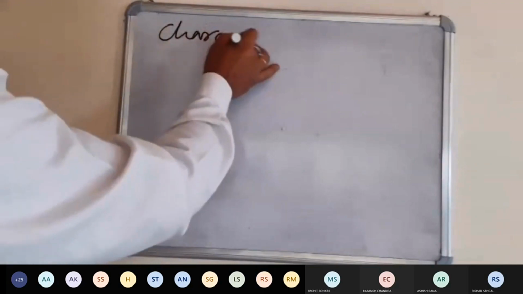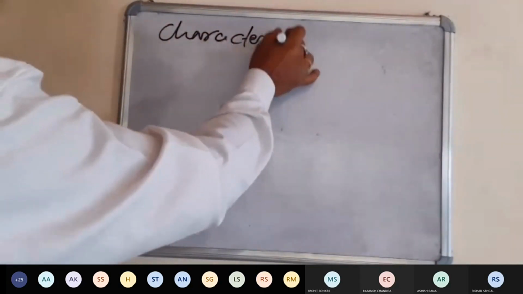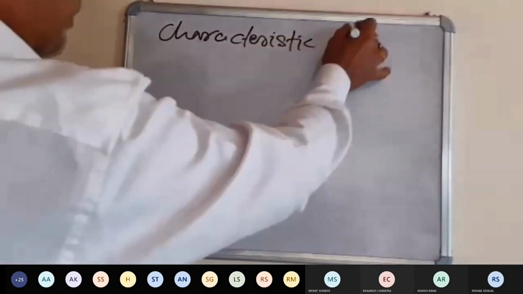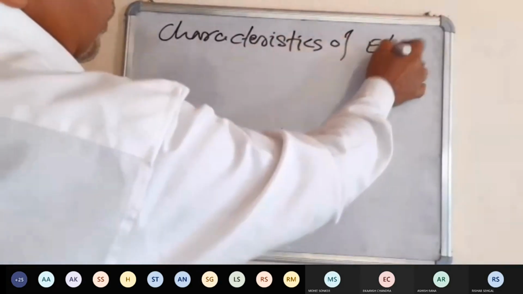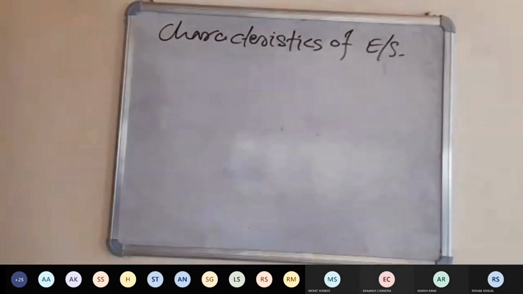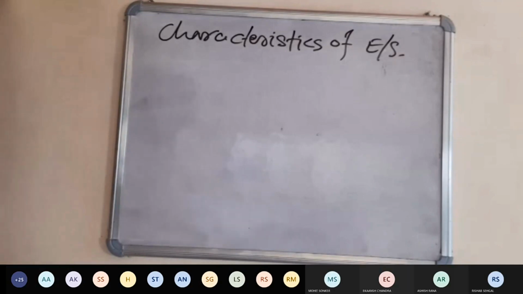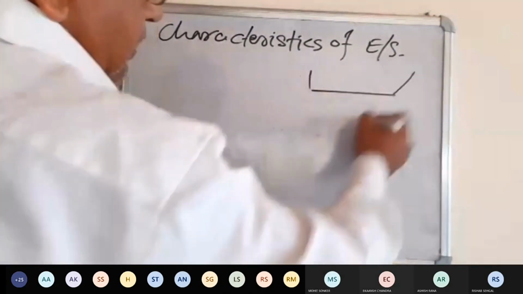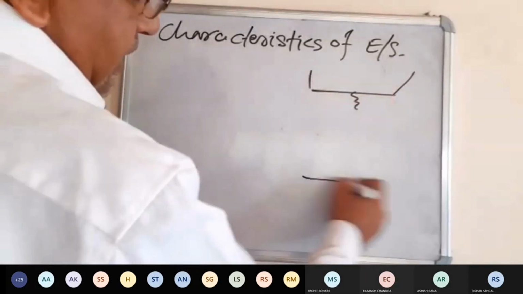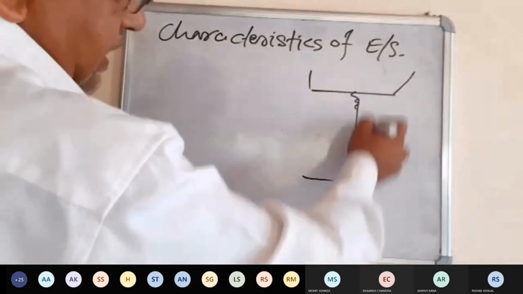So this is the basic principle. Here the characteristics are important. Characteristics of the echo sounder which affect the performance. What are the properties that are affecting the performance of the echo sounder? Now suppose when the echo sounder is working, it is reading the depth.